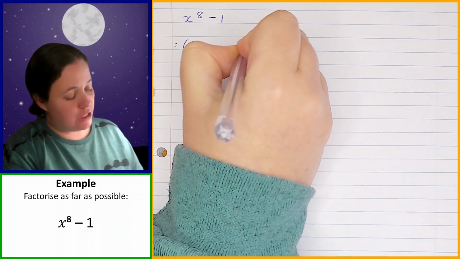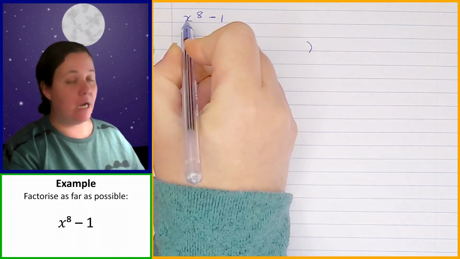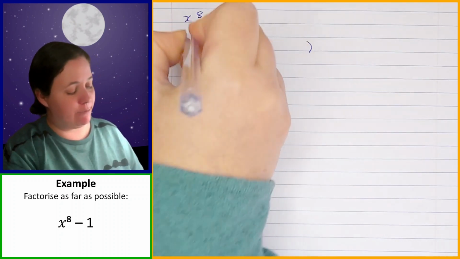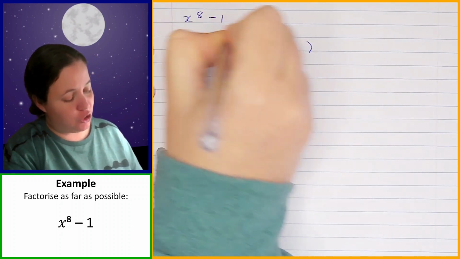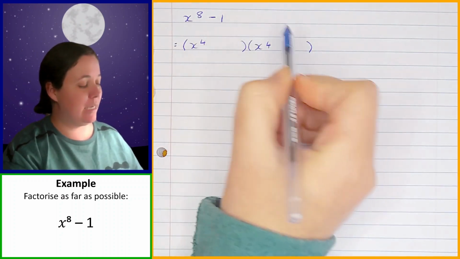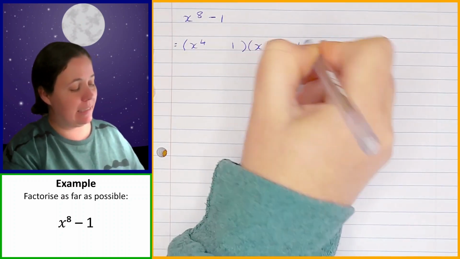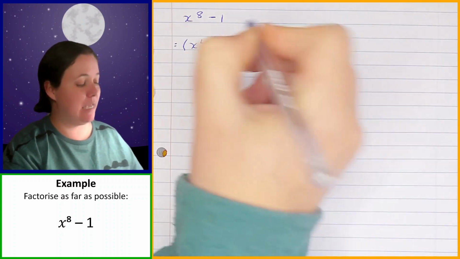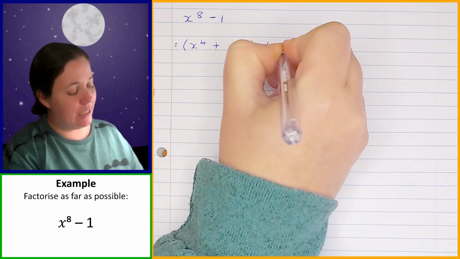I open my two sets of brackets. I square root x to the power of 8. That gives me x to the power of 4, and it goes into each of the brackets as the first term. Then I square root the 1, and I get 1, and that is the second term in each of the brackets. One bracket gets a plus, and the other one gets a minus.